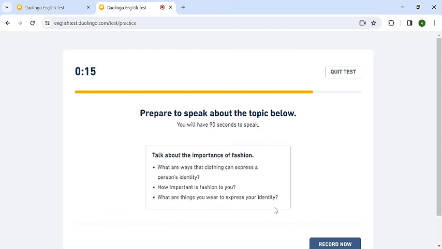What are ways that clothing can express a person's identity? How important is fashion to you? What are things you wear to express your identity?